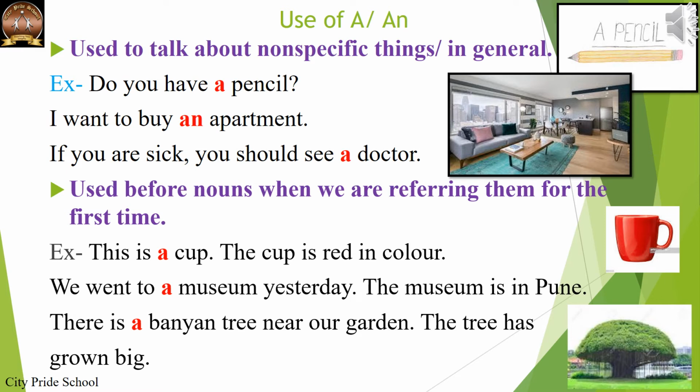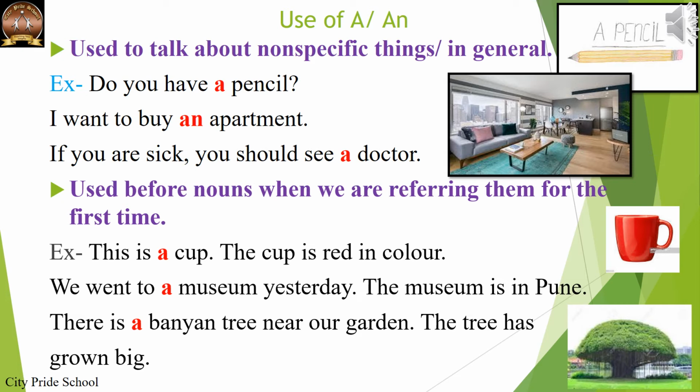This is a cup. But when I say the cup is red in color, I'm talking about the same cup which I had referred to in the first sentence. The second one, we went to a museum yesterday, which means you are talking about the museum for the first time. And when I say the museum is in Pune, it means we know that the museum that we visited is in Pune.